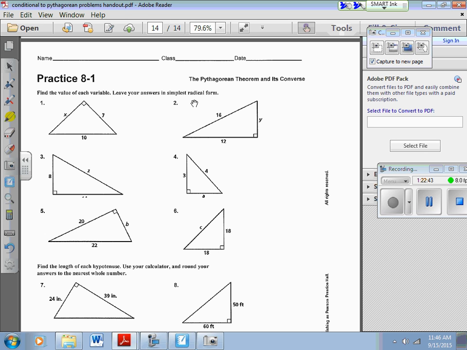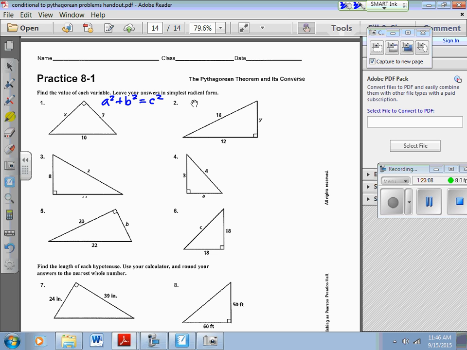Alright, so for number 1, the Pythagorean theorem says a squared plus b squared equals c squared. I would write that there. What did I just stress to you guys to not mess up on? C. So what should you do so you don't mess up?